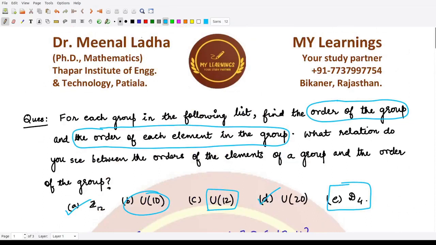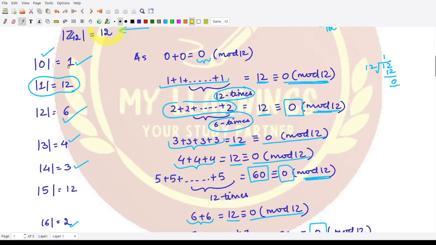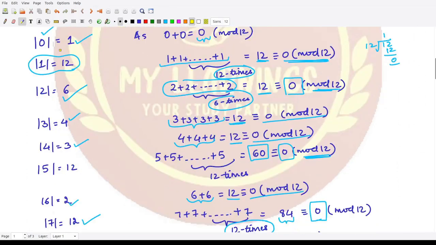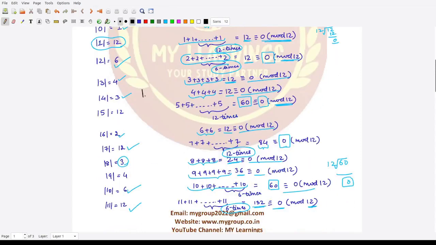The next question they are asking us is, what relation do you see between the orders of the elements of the group and the order of the group? Now let's examine this. Here notice the order of the group, that is 12. Order of each element, it is 1, 12. What all numbers are there? Can you see it? Once you see all the orders, we either have 1 or we have 2, 3, 4, 6 or 12, right?